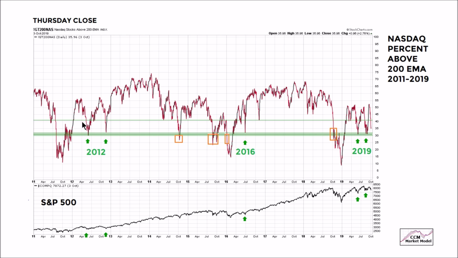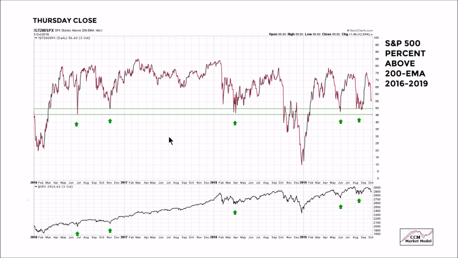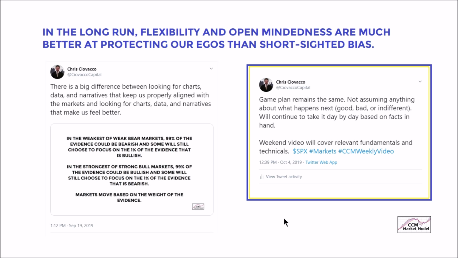Here's a major low, a correction. A major low in the S&P 500, this is a correction. A major low in the S&P 500, so far these look like corrections. Everything that we just said about the previous chart applies to this chart here. A try to be patient look intra-week this week when really bad things were happening. Thus, going forward, the game plan remains the same. We're not assuming anything about what's going to happen next, good, bad, or indifferent. We'll continue to take it day by day based on the facts in hand.